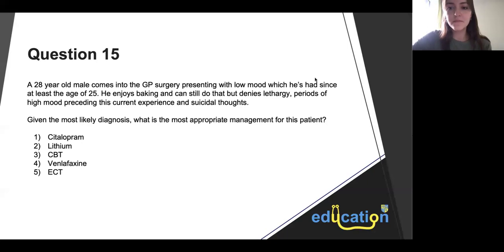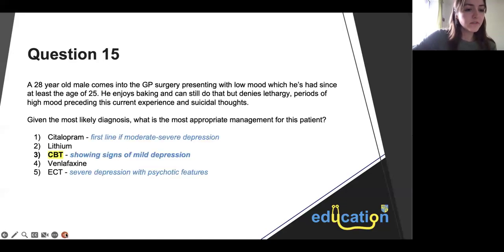Okay, a few more seconds. Yep. Okay. So most of you said CBT, which was right. A few people also suggested citalopram, and I'll go into that in a moment. In terms of the stem, the diagnosis is obvious. This patient has depression, but what our first line management is depends on the severity of their depression. And this stem suggests that he can still get on with his life and carry out daily activities, things that he enjoys, in this case, baking.